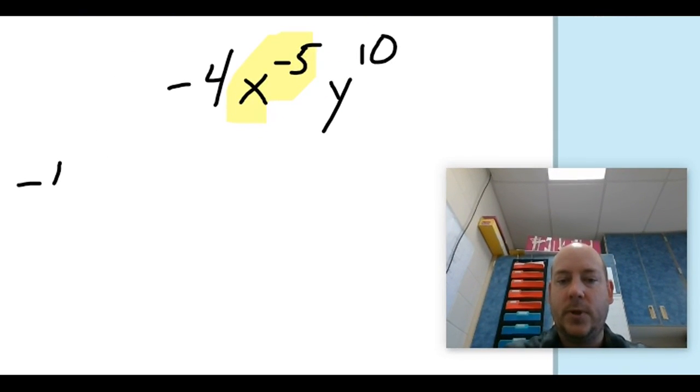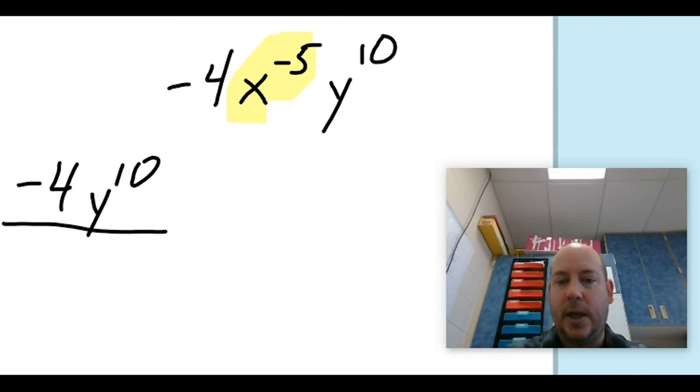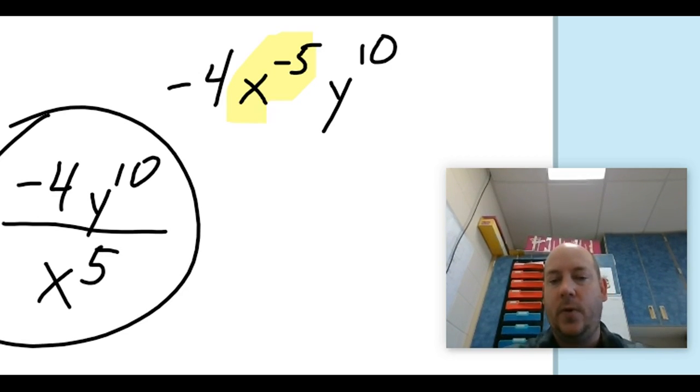Okay. So negative 4 stays the same. Y to the 10th stays the same. My x to the negative 5th becomes positive 5, and I move it into the denominator. So I've got negative 4y to the 10th power over x to the 5th.